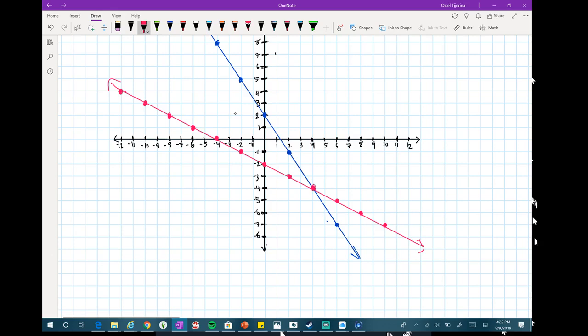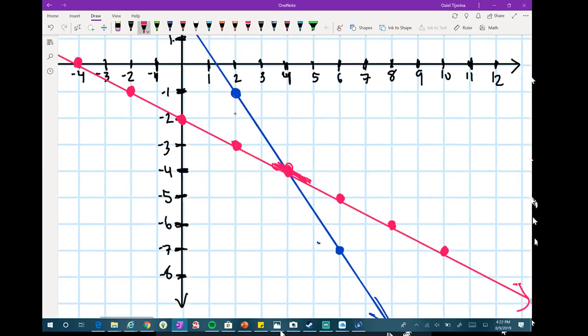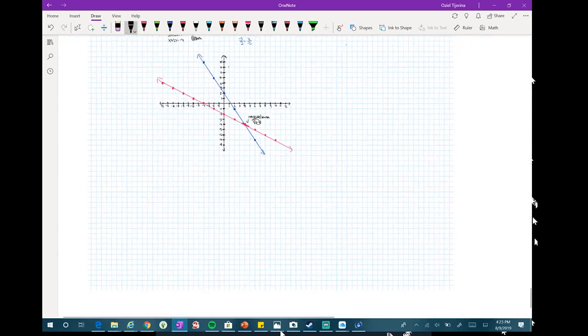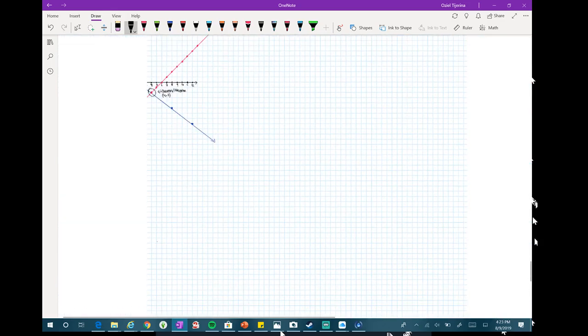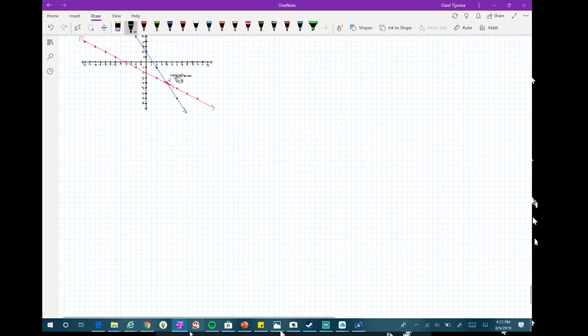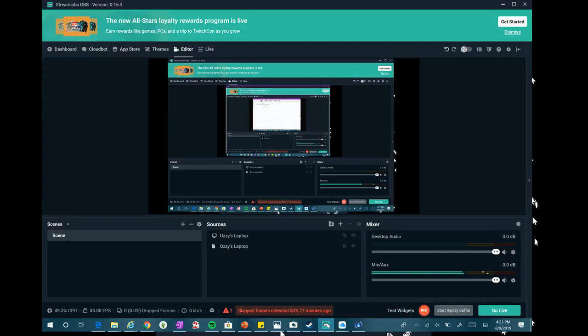So as you can see, right there where it intersects is your solution. So right here it's at 4 comma negative 4. So yeah, that's your answer. And that's how you would do systems of equations by graphing.